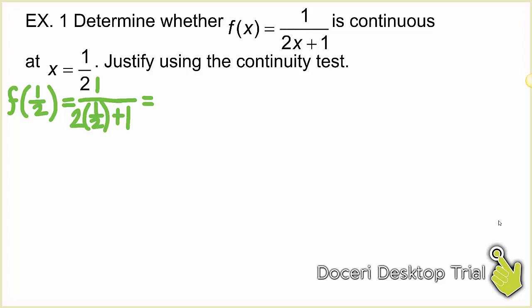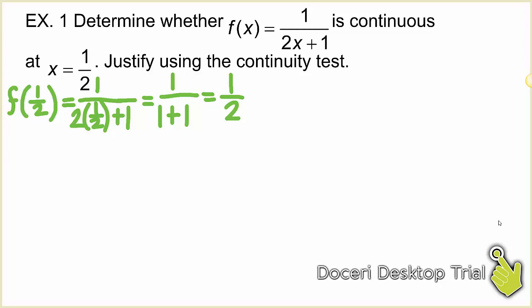Okay, so I'm actually going to use my brain here. 2 times 1/2 I know is 1. So this is 1 over 1 plus 1, which I also know is 2. So 1 over 2 is my function value. Now this is just a coincidence that I plug in 1/2 and I got 1/2, okay? But that is the function value.